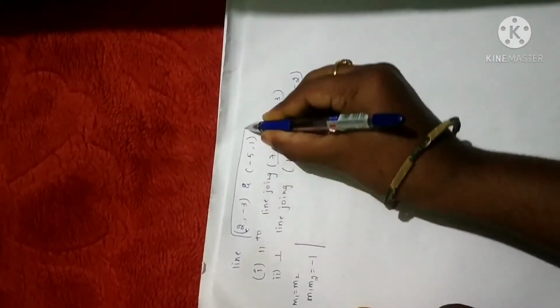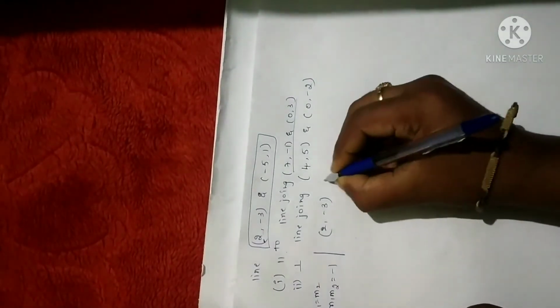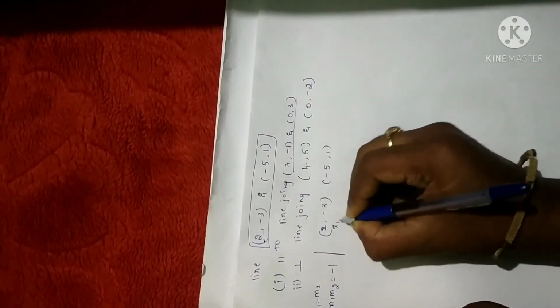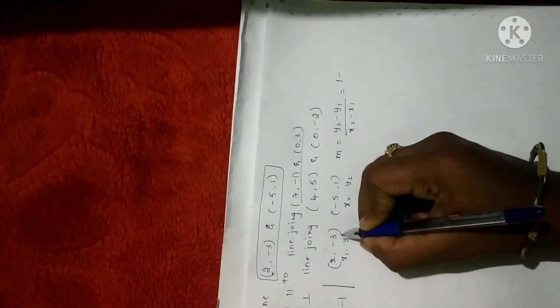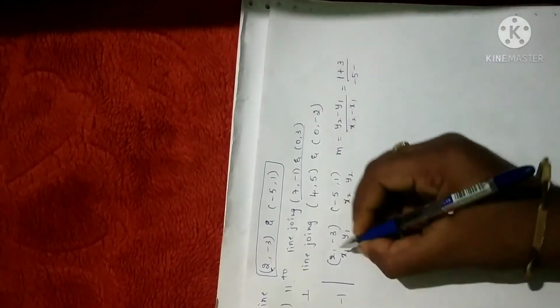Before that, first let me find the slope of the original line, that is the first line. Now let me write the coordinate points once again, 2, minus 3 and minus 5, 1. First coordinate point, take that as x1, y1. Second one, x2, y2. As already said, the slope formula is m is equal to y2 minus y1 divided by x2 minus x1. Now substitute, y2 is 1 minus y1 which is minus 3, minus of minus is plus, 3 divided by x2 which is minus 5 minus x1 which is 2. Right? 3 plus 1 is 4, minus 5 minus 2 is minus 7.